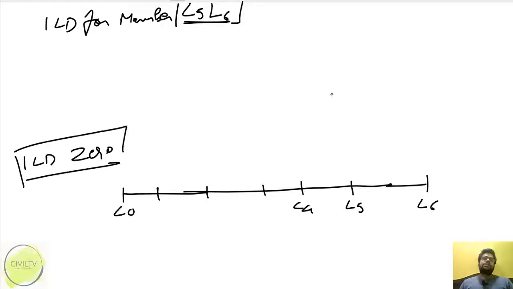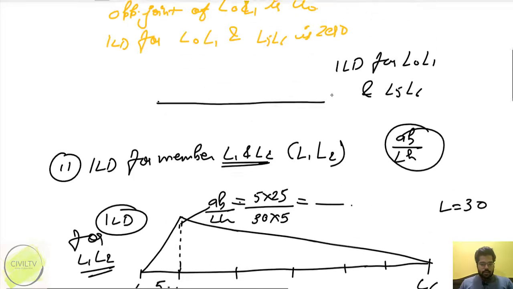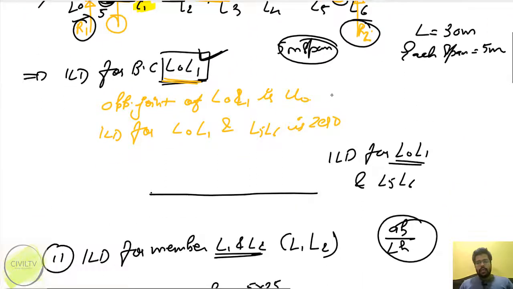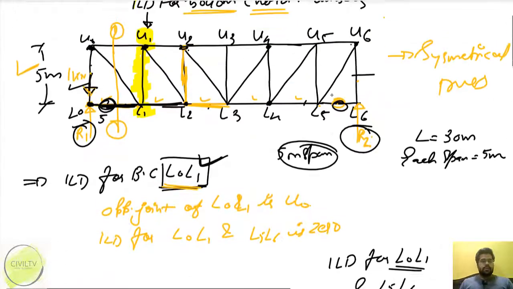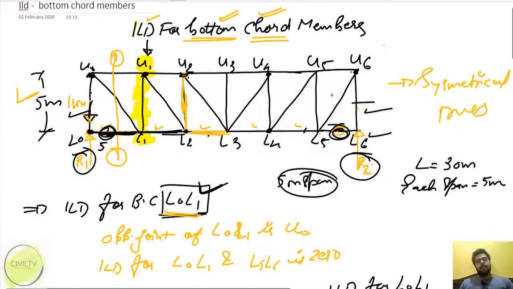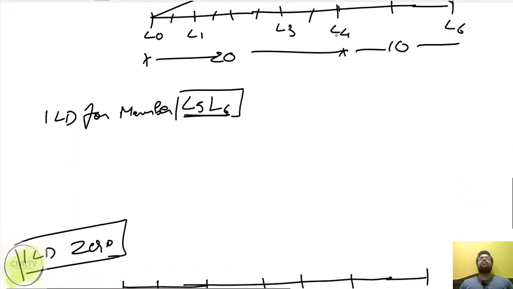Why is it 0? We have learned it in the earlier case, right? ILD for L0 L1 and L5 L6. Because if I take a moment about this joint, I will get nothing, it will be 0. These two members are collinear, so this will be a zero member. With this we have completed the influence line diagram for the bottom chord members.